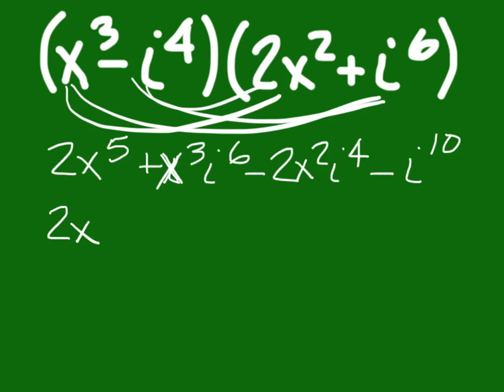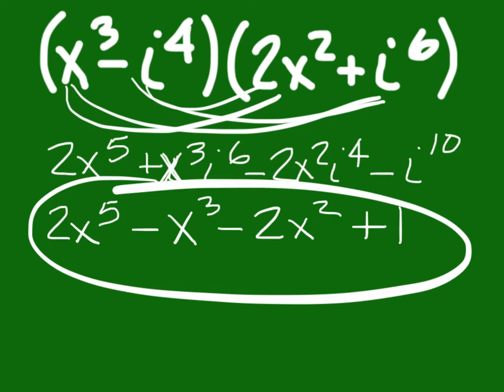2x to the 5th we can't touch, but i to the 6th is what? Negative 1, so we have negative x to the 3rd. i to the 4th is what? 1, so minus 2x squared, and what's i to the 10th? Negative 1 with a negative in front of it, plus 1, and as luck would have it, everything is in descending powers of x. So that's it.